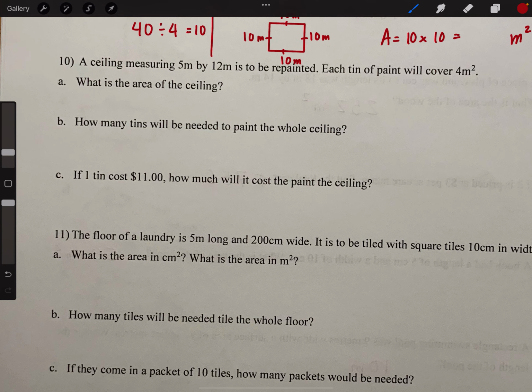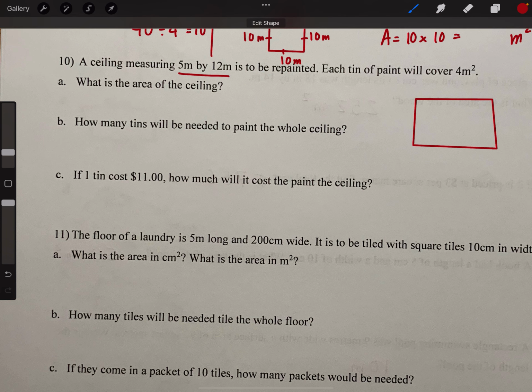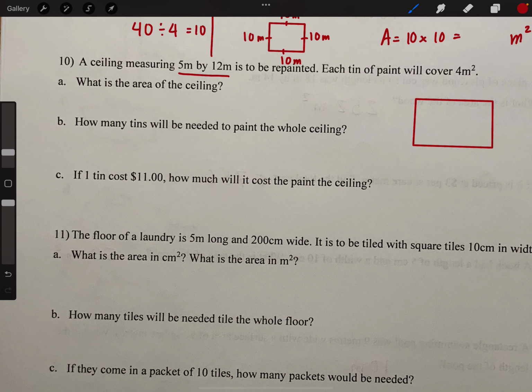Question 10. A ceiling measuring 5 meters by 12 meters is to be repainted. Each tin of paint will cover 4 square meters. So let's do part A. What is the area of the ceiling? Well, the ceiling is a rectangle. So here's the ceiling. Okay, let's fix that up a bit. So that's a rectangle. The ceiling is 5 meters by 12 meters. So how do you find the area? Area is length times width, so 5 times 12. Get the answer.